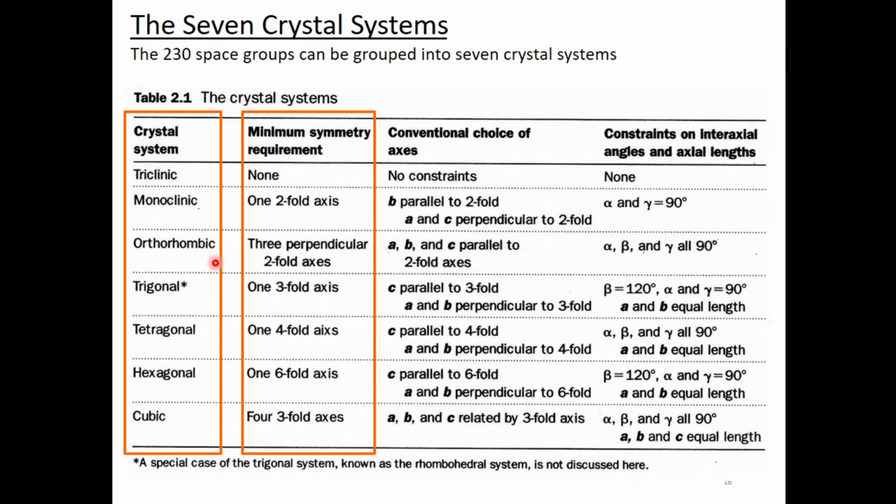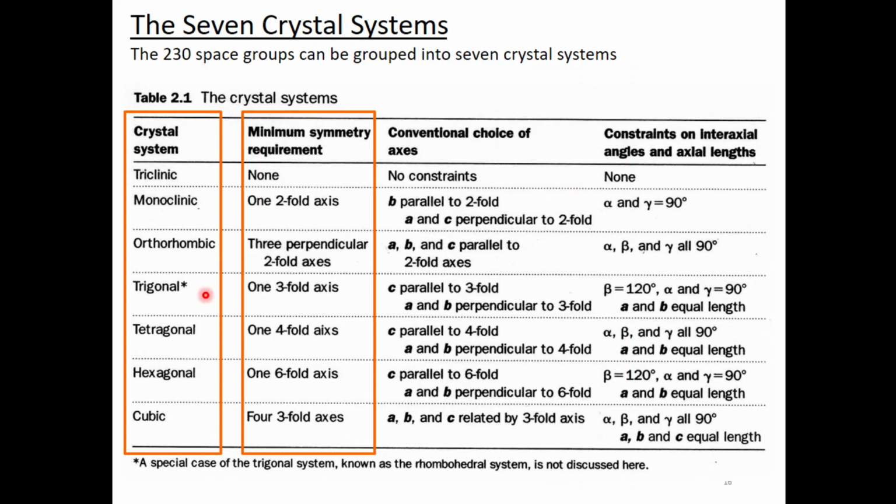Orthorhombic is another structure. We have 3 perpendicular 2-fold axes, and we have a, b, and c, and all of them are parallel to 2-fold axes. And as far as the interaxial angles are concerned, alpha, beta, and gamma should be equal to 90 degrees, right? And as far as a, b, and c are concerned, they are not equal to each other. You should know that.